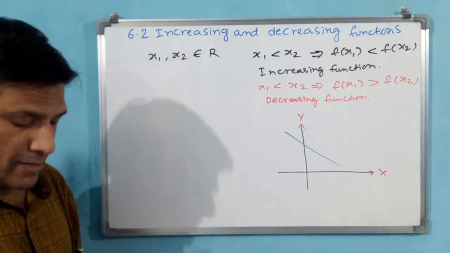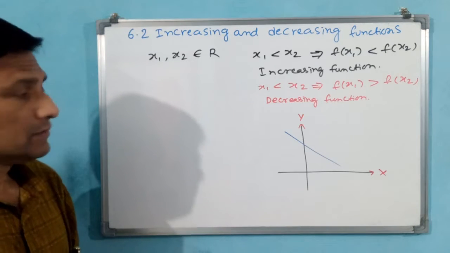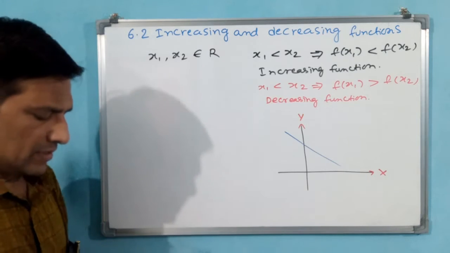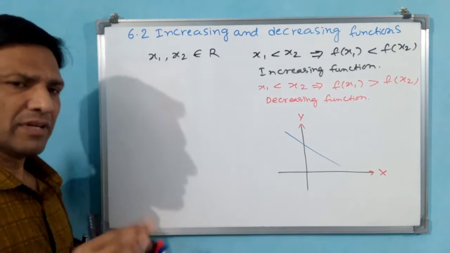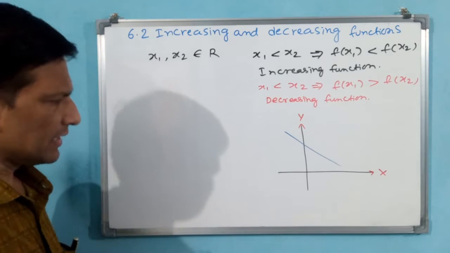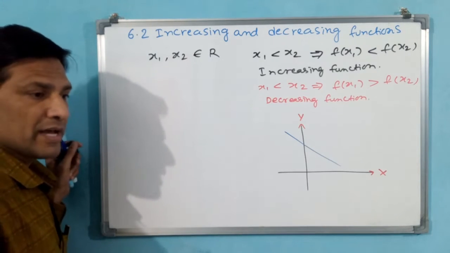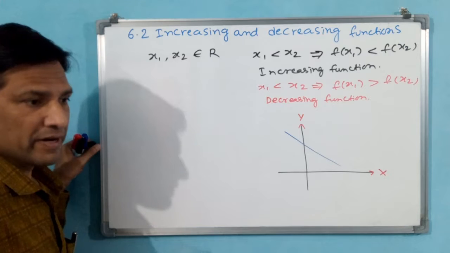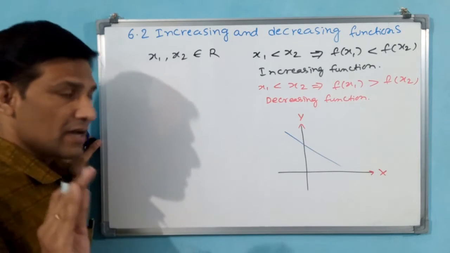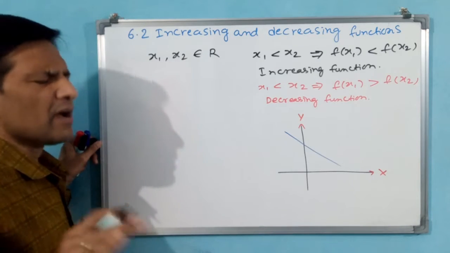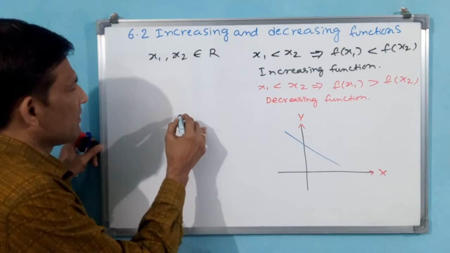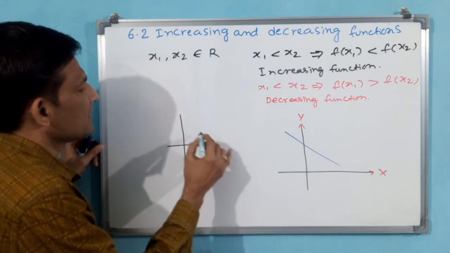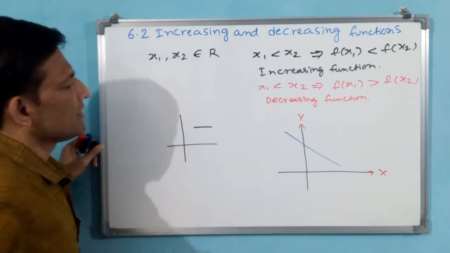Another function is there. That is the constant function. Constant function means, see, it will be constant. That's all. Why? Because the constant function and the neither increasing nor decreasing function are different. Neither increasing nor decreasing function. Afterwards, I will show with a graph, or without a graph also I can show, with an example I will show. But let us understand the constant function. Say this is a constant function.